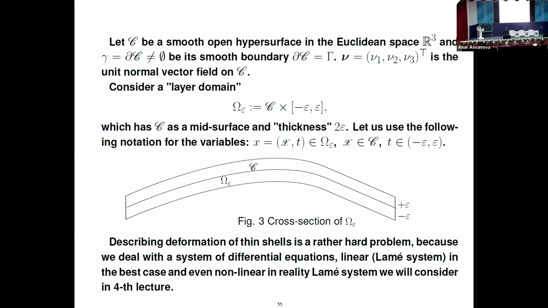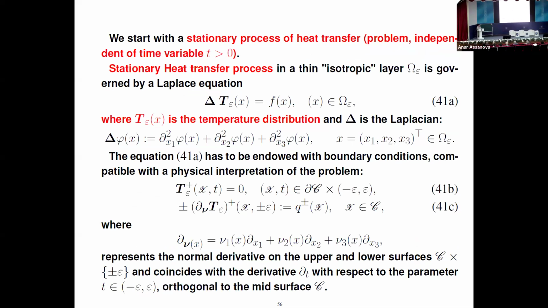We start with a stationary process of heat transfer. Stationary heat transfer process in thin isotropic domain is represented by Laplace equation. So in this thin layer, we have Laplace equation. Delta T is equal to F, where T is the temperature distribution and delta is the Laplacian. Well, Laplacian, of course, standard Laplacian, because we have R3.